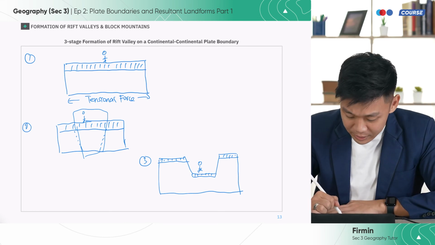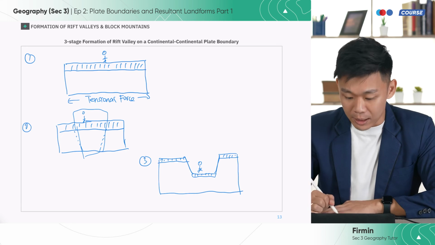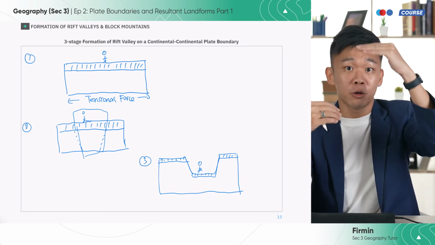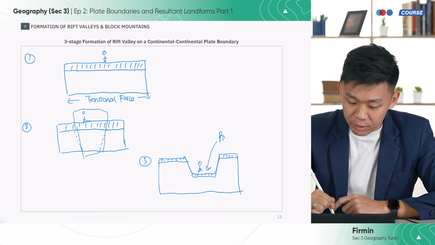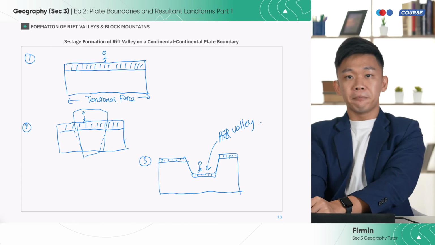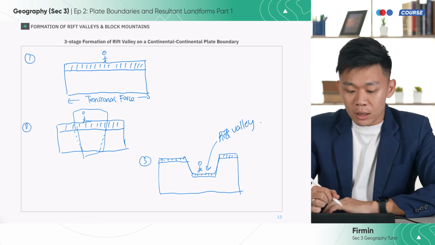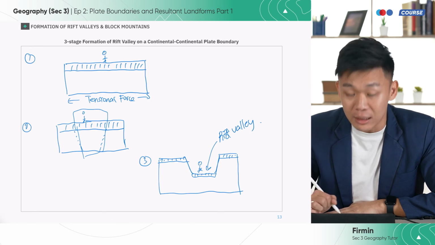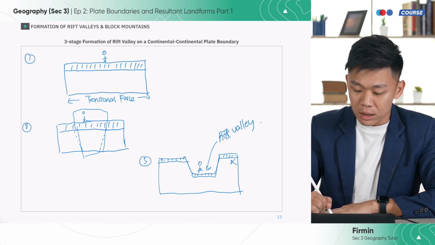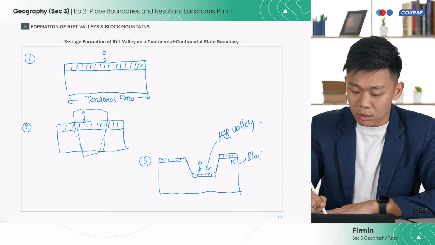So this sinking part, this part that used to be on top and has now sunk down, is what we call a rift valley. And the two pieces of highland that flank the left and right of the rift valley are known as block mountains.